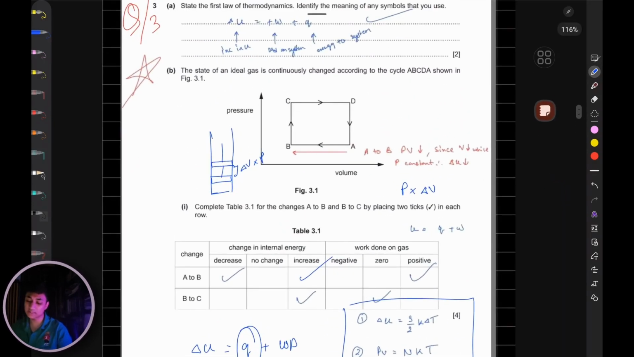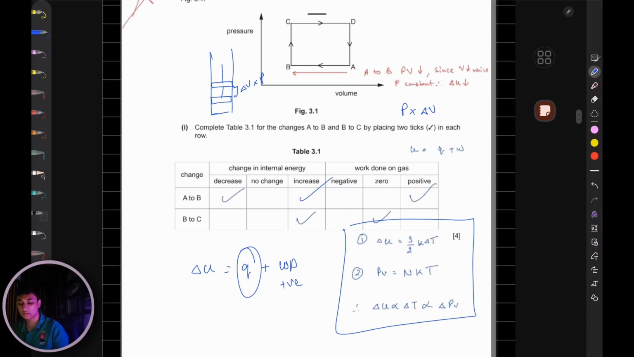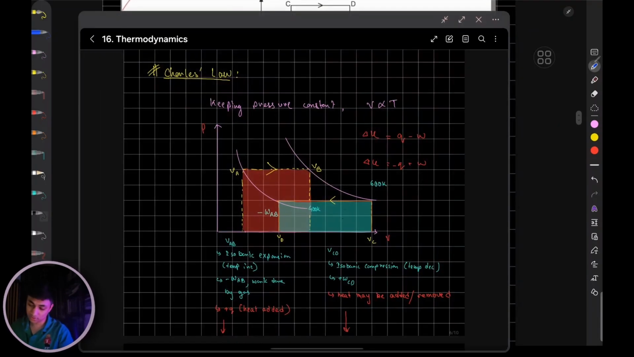What is happening to the temperature over here from A to B? Using that, I can predict what the change in internal energy is, because I don't know what the value of thermal energy is. Is it being withdrawn? Is it being given into the system? I don't know. So I need to take the help of temperature. So what is happening from A to B? Let me show you something.